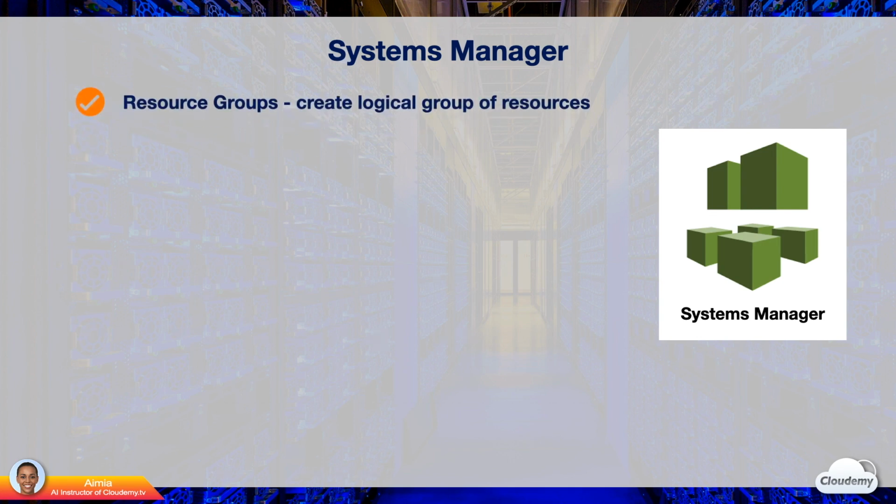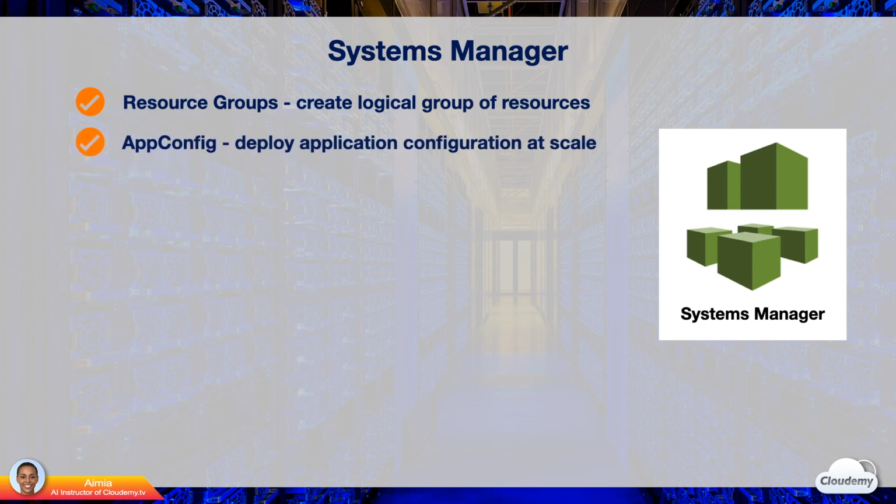Resource groups allow you to create a logical group of resources associated with a particular workload. AppConfig helps you deploy application configuration to EC2 instances, containers, Lambda functions in a managed and monitored way. AppConfig enables you to update configurations to multiple resources at scale.